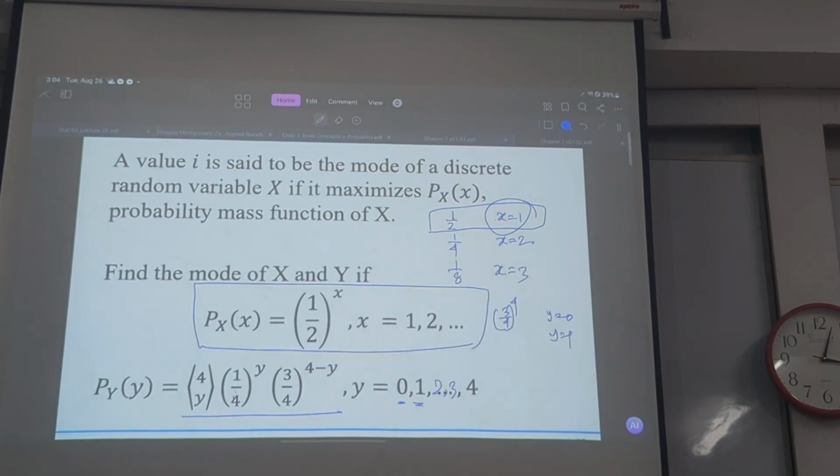And now what is y equal to 1? Y equal to 1 will be 4 times 1 over 4 times 3 by 4 to the power 3. So actually, if you arrange all the probabilities, then you will find the highest probability belongs to y equal to 1. So the mode of the data will be once again arithmetic.